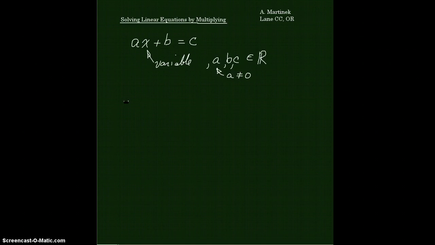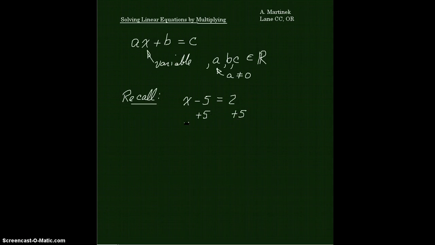Okay, previously, let's recall, we could solve something like x minus 5 equals 2, right? A is 1 in this case, by simply adding the same number to both sides. We did this last time.